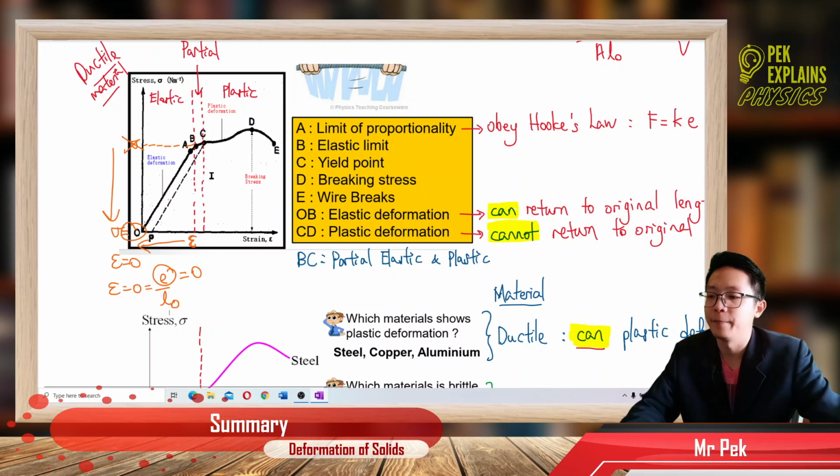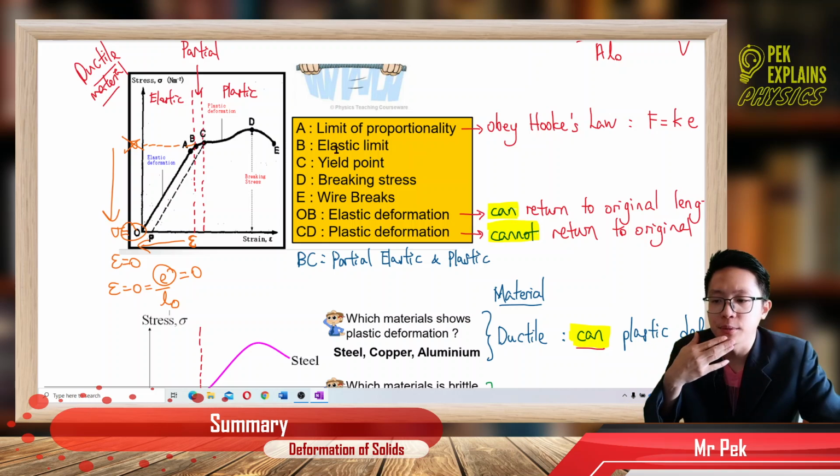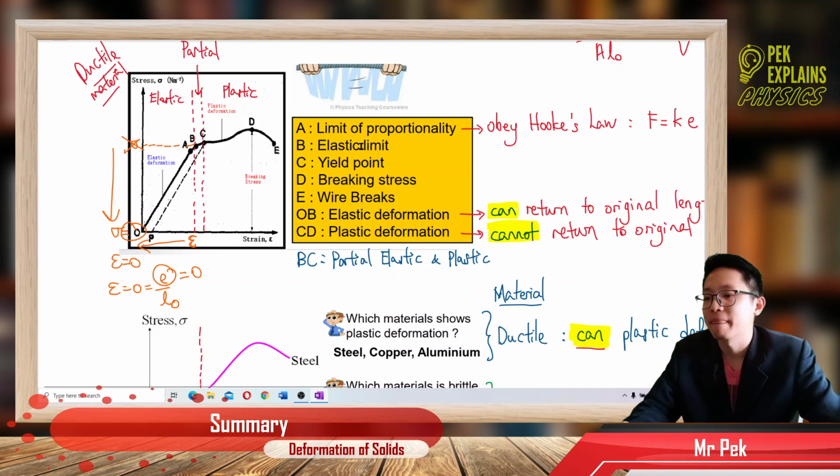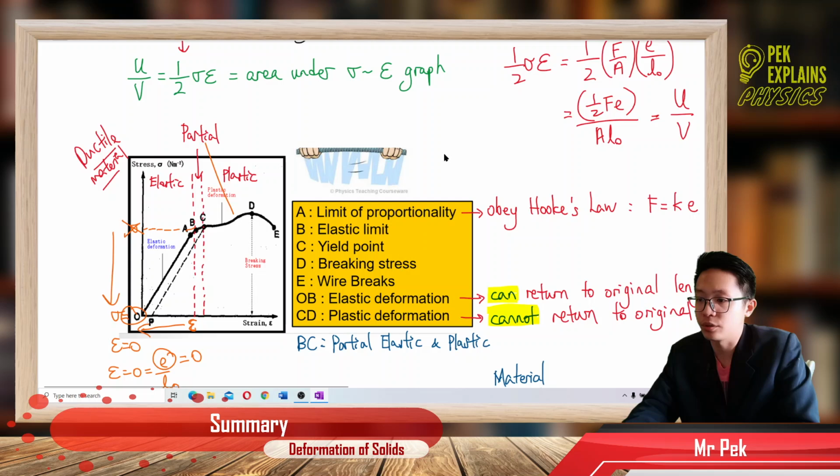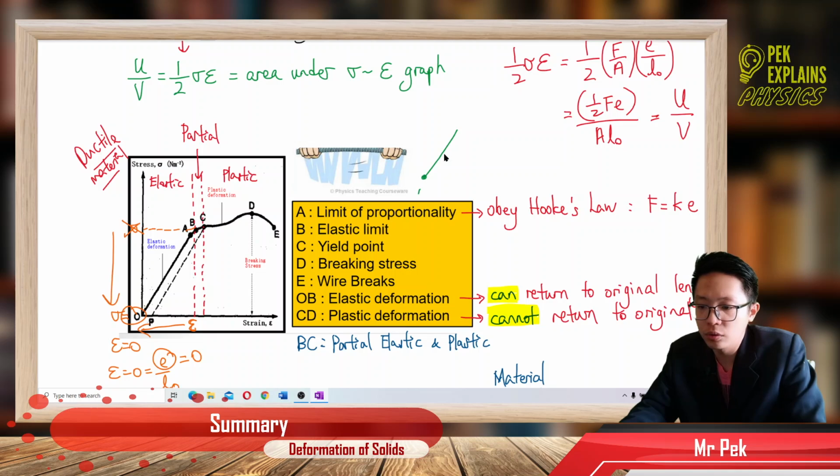Understand? But what is the difference between elastic limit and limit of proportionality? You see, between the point A and B, A is the limit of proportionality, B is the elastic limit. Between A and B is actually a bit curved. It's like this. Let me show you. Sorry. From O to A.